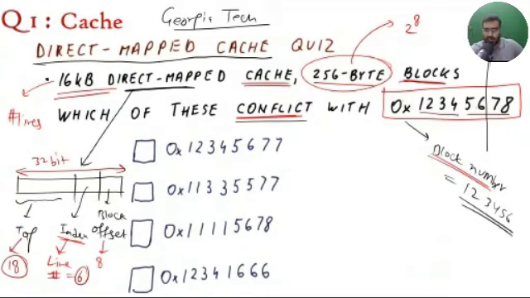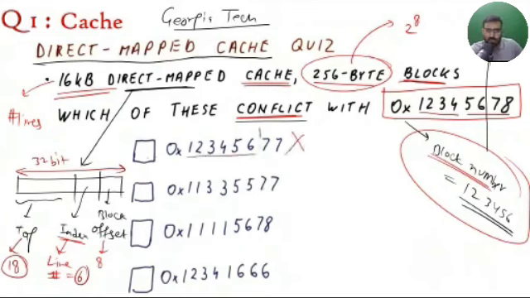So definitely I can say this will never conflict, because this is the same block. You can notice this option 1 is not a conflict, because it will always come in the same block as this address. These two address locations belong to the same block number. Here also you can see the same block number, so this will never create a conflict.